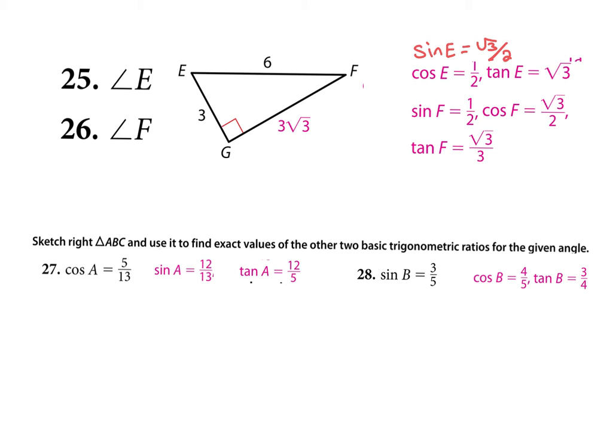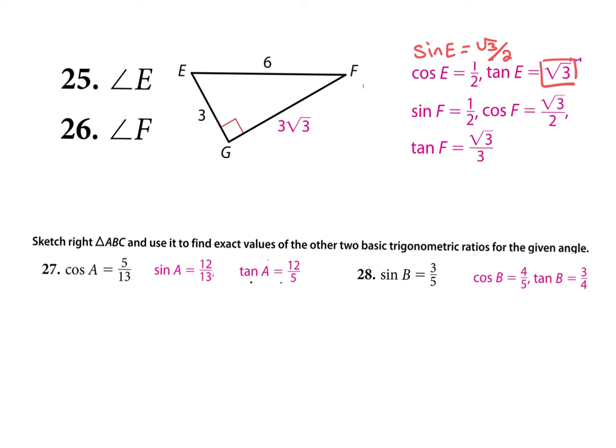Cosine's 1/2, and tangent also got cut off. Just the square root of 3. For sine of F, 1/2, cosine of F square root of 3 over 2, and tangent of F square root of 3 over 3.